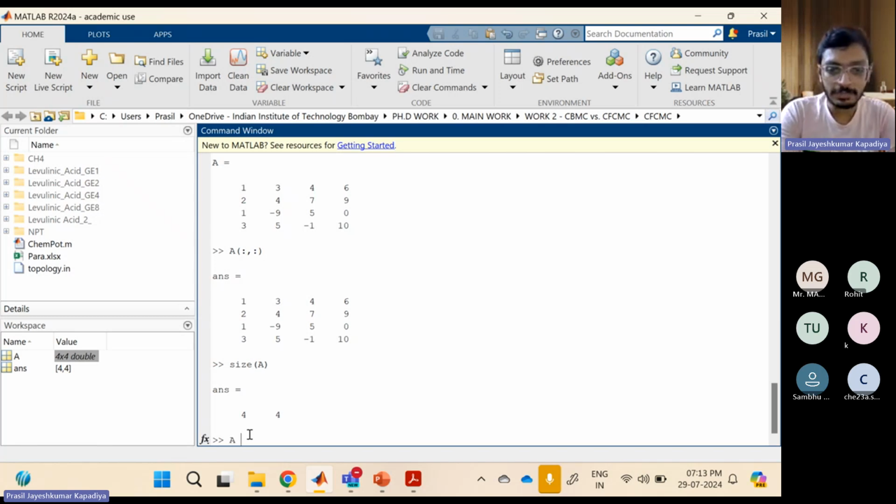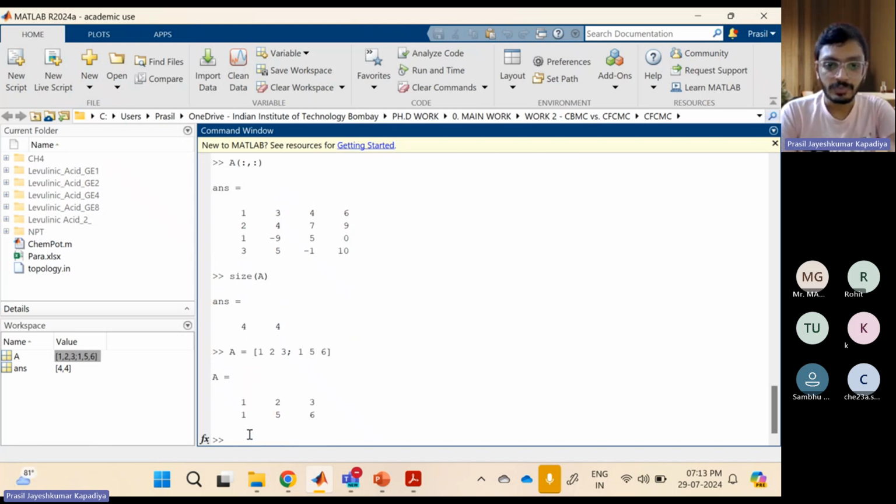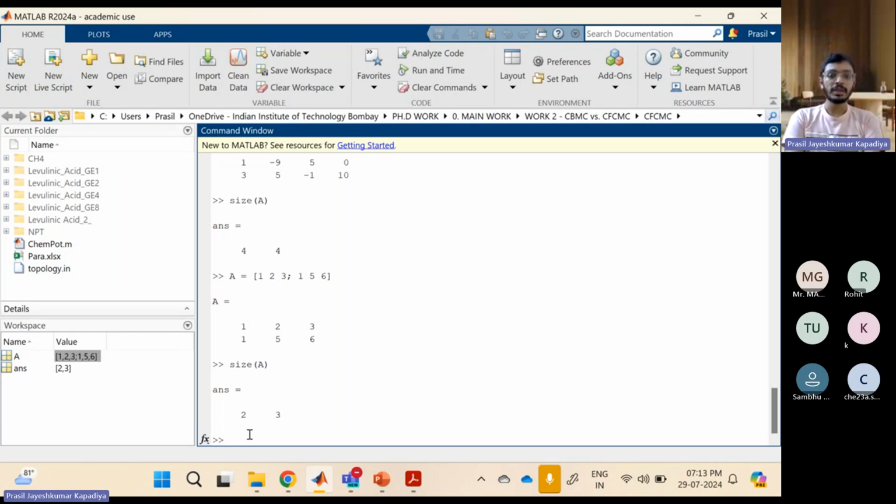Okay. Let's say I have something different: 1, 2, 3 and 4, 5, 6. What size should I get? 2 cross 3, correct? So 2 rows, 3 columns. So size of A gave me 2 and 3. The first means 2 rows and 3 means 3 columns.